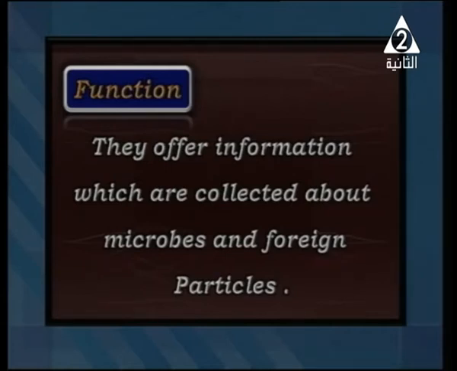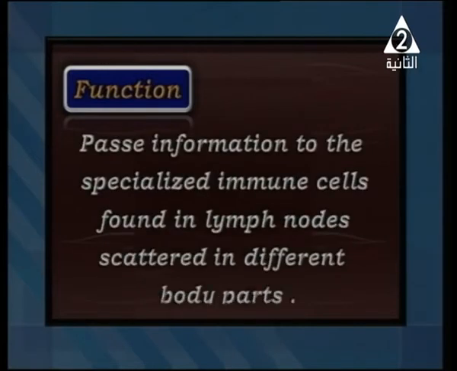As we said, T helper cells activate other cells. And another type collects and gathers information about the enemy or the foreign particles inside your body. What are they called? The mobile or movable macrophages. And also they pass information to the specialized immune system.